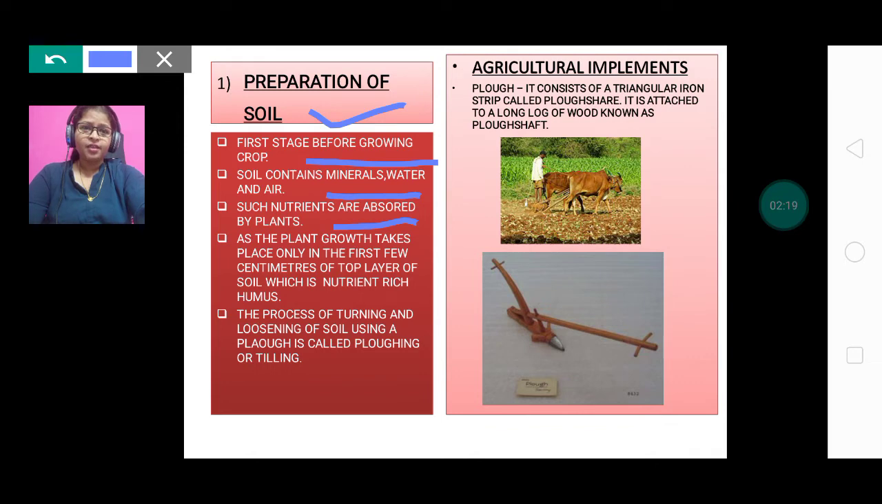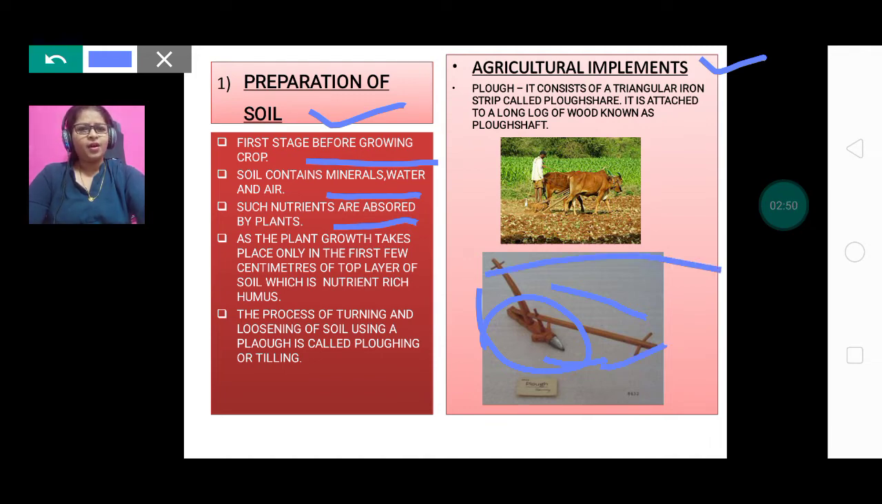What happens exactly? The turning and loosening of soil takes place with the help of the plow. Now this plow is one of the agricultural tools, which is also known as an implement. The plow consists of a triangular iron strip which is called the plowshare, and it's attached to a long log of wood which is known as the plow shaft.